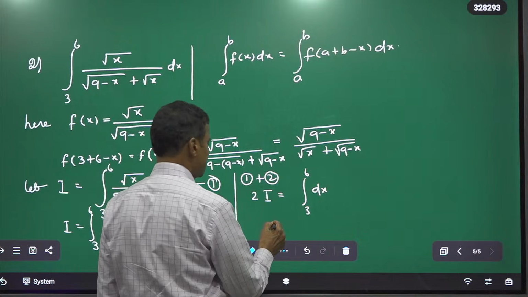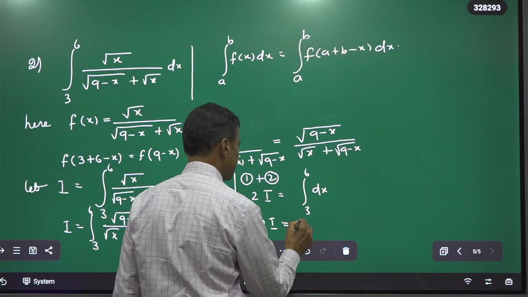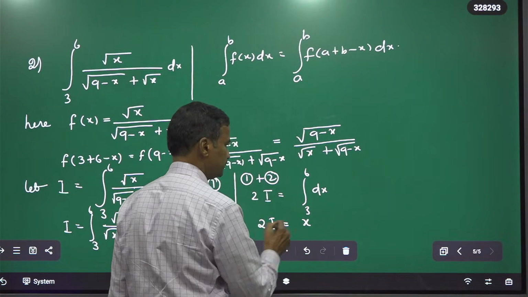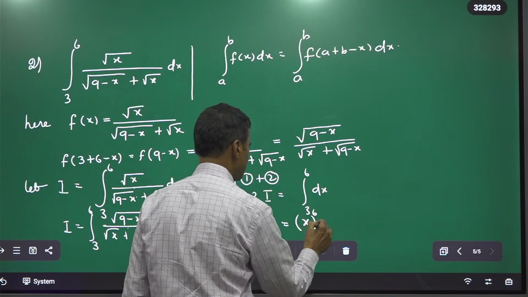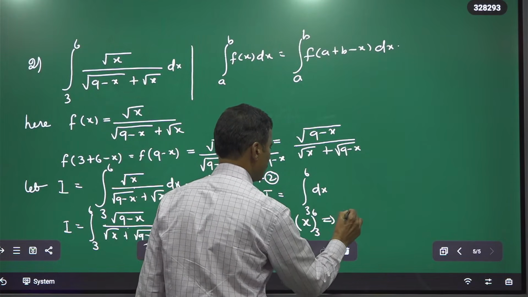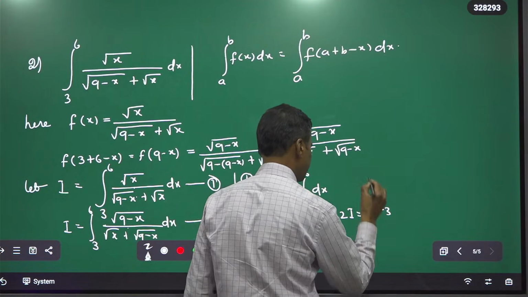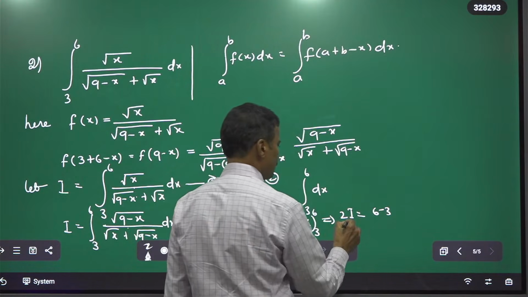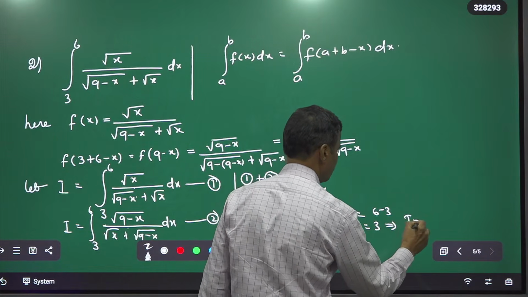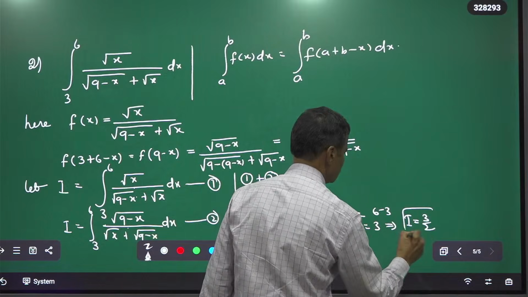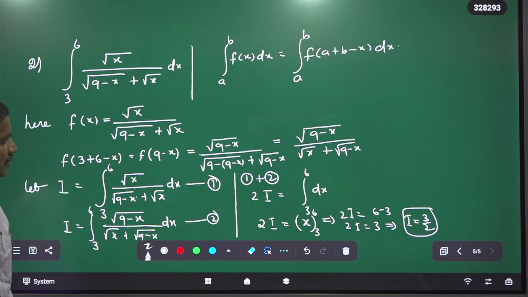Therefore, 2I is equal to integral, that is x, and limits are 3 to 6. Therefore, 2I is equal to, by substituting the limits, 6 minus 3. Therefore, 2I is equal to 3, then I is equal to 3 by 2, where I is the value of the given integral, equal to 3 by 2.